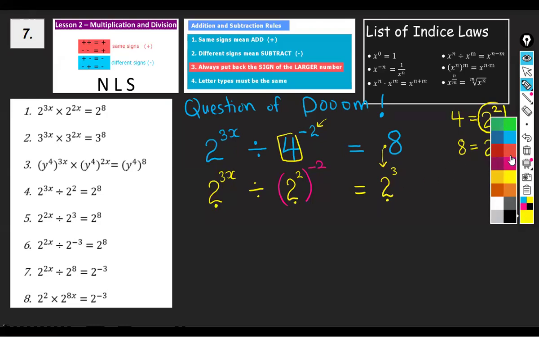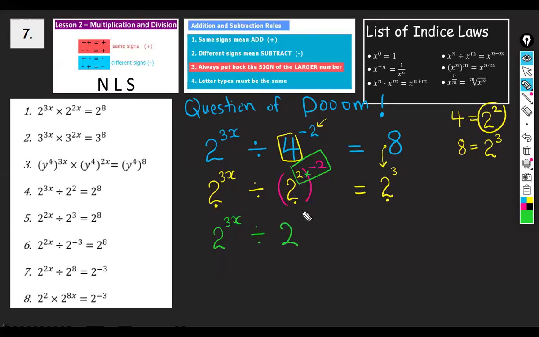And what do you do when two powers are separated by brackets? Once again, all of this is from last week. When two powers are separated by brackets, we multiply, correct. So you could simplify this even more. These two powers are separated by brackets. So let's hear me out here. You have 2 to the power 3x divided by 2. 2 multiplied by minus 2 is minus 4.